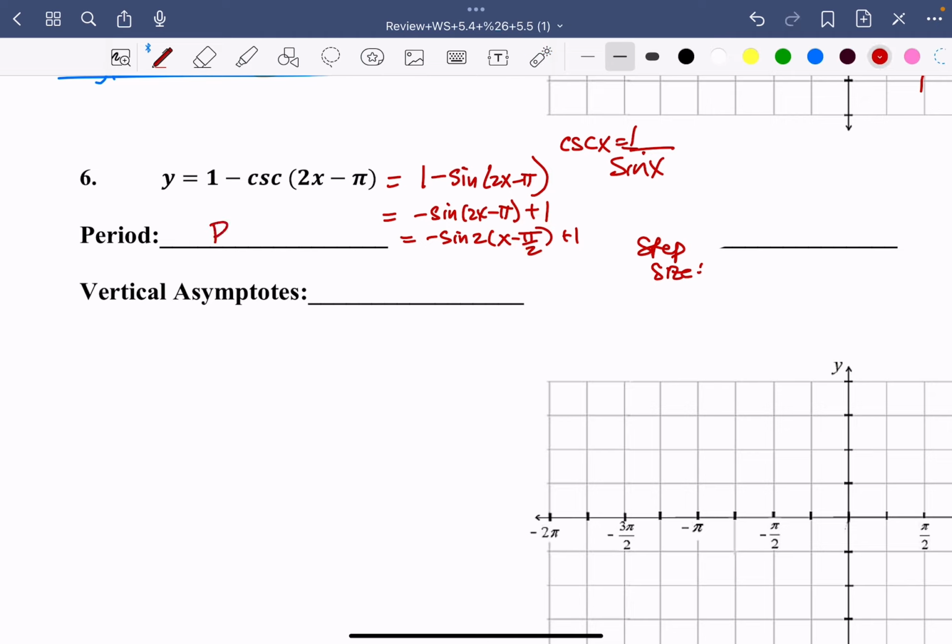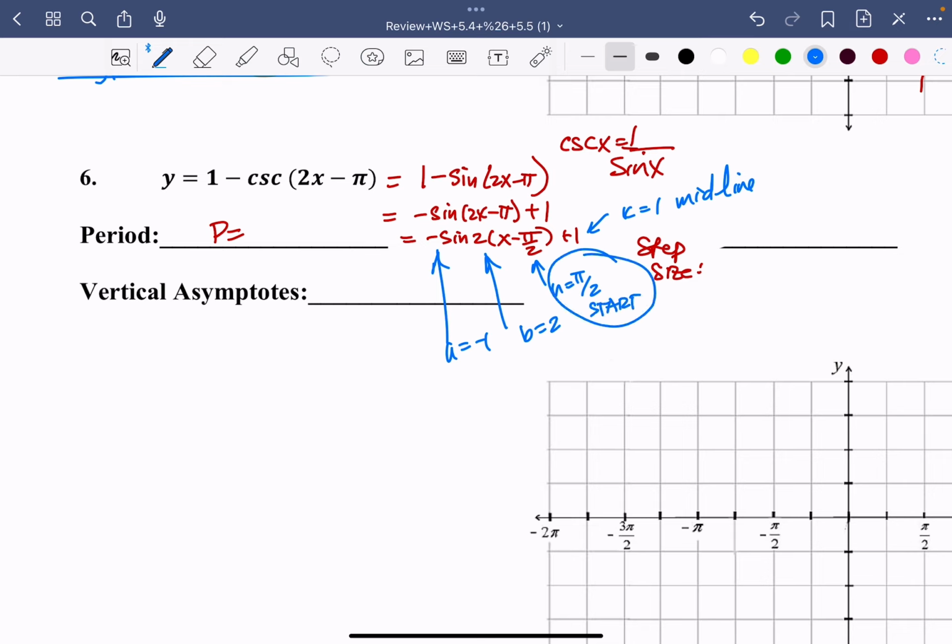So in this case, I think it's pretty clear that we can see that a is equal to negative 1, b is equal to 2, h is equal to pi over 2, and k is equal to 1. That k is going to be your midline, and this pi over 2 is going to be your new start.